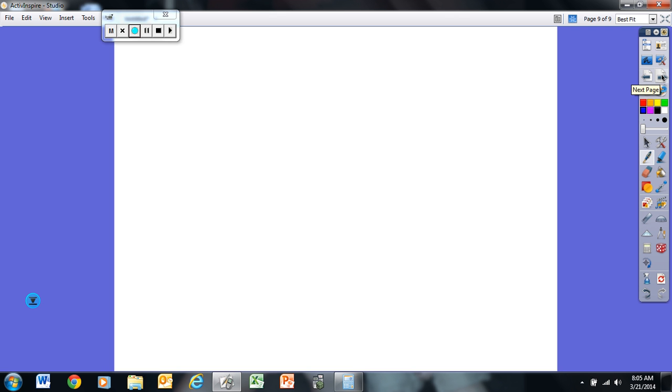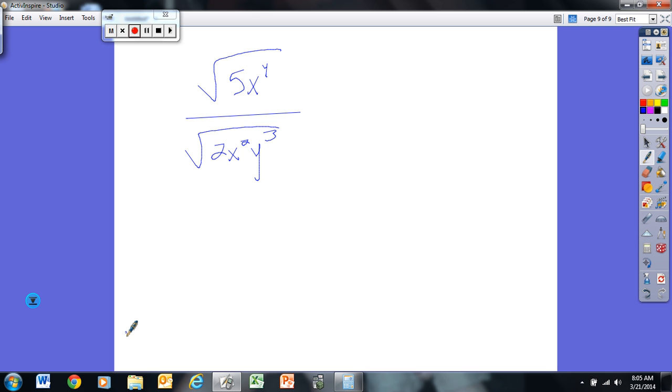How about the square root of 5x to the 4th over the square root of 2x squared y cubed. Pause it and see if you can get the radical out of the denominator.